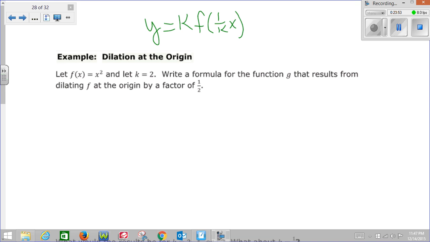Example, dilation at the origin. By the definition here, we have y equals k times f of 1 over k x. What this formula is allowing us to do is use both the vertical and the horizontal dilation. It takes care of both of them, so geometrically we get the parabola we're supposed to need. So we're going to let f of x equal x squared, and we're going to let k equal 2. Write a formula for the function g that results from dilating f at the origin by a factor of 1/2.